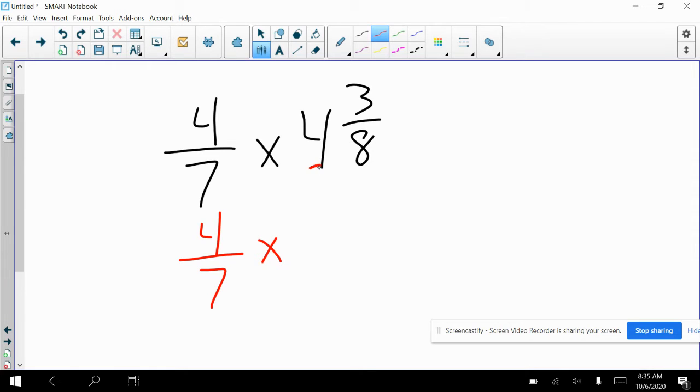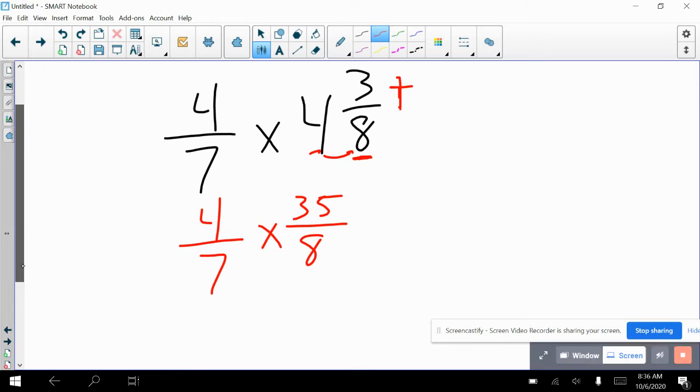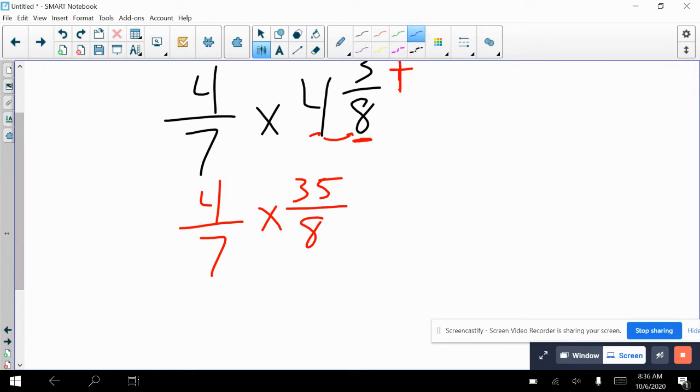So we take 4, multiply it by 8. What do we get? 32. You always add your numerator, which is going to be what? 32 plus 3. 35. There we go. And your denominator is always going to be your denominator. Okay, Michael, what do we do now?